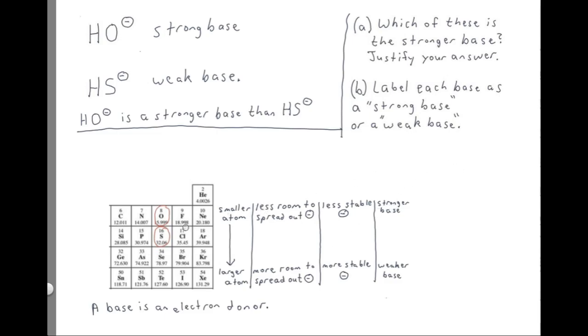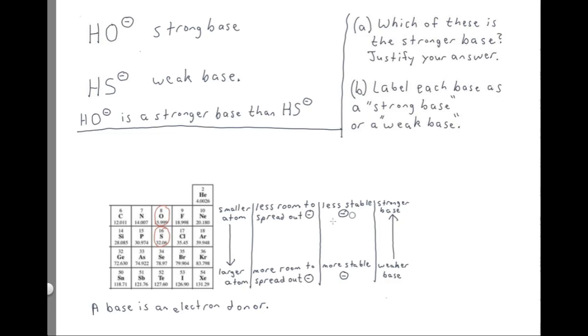So when you're comparing elements from the same column of the periodic table, base strength decreases as you move down a column. So actually I should draw on this arrow to show base strength is decreasing as we move down the column. Base strength would increase as we moved up a column.